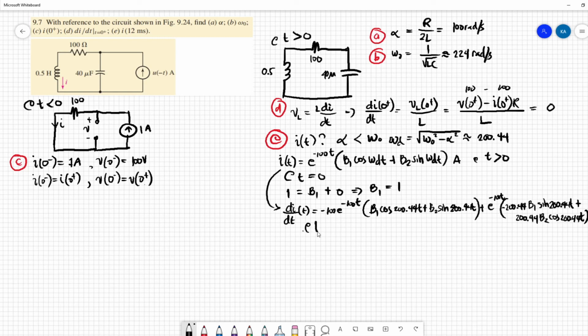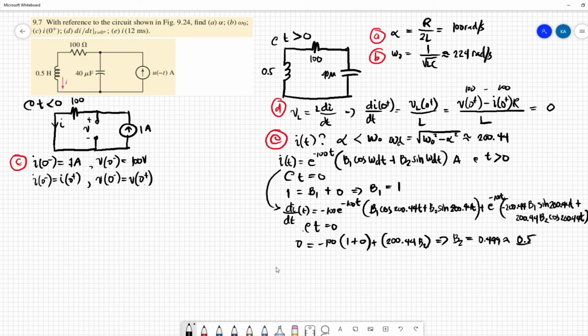So at t equals 0, we have 0 equal to negative 100 times 1 plus 0 plus 200.44 b2. Solving for the value of b2, it is equal to 0.499, or approximately 0.5.